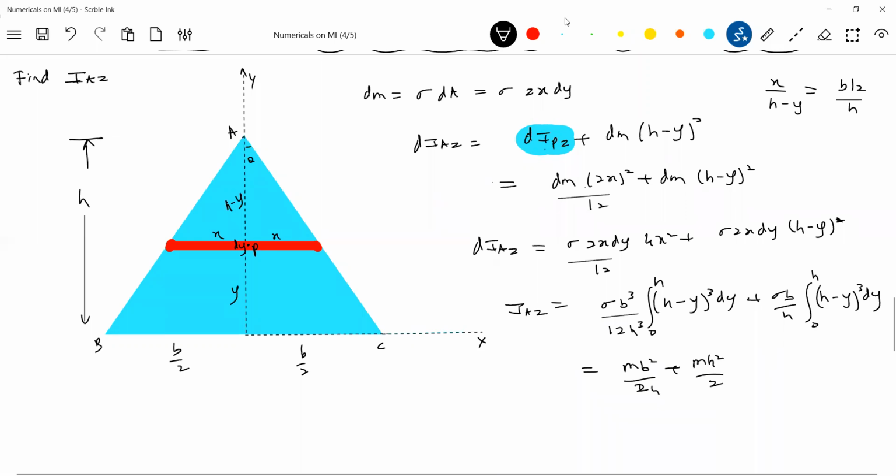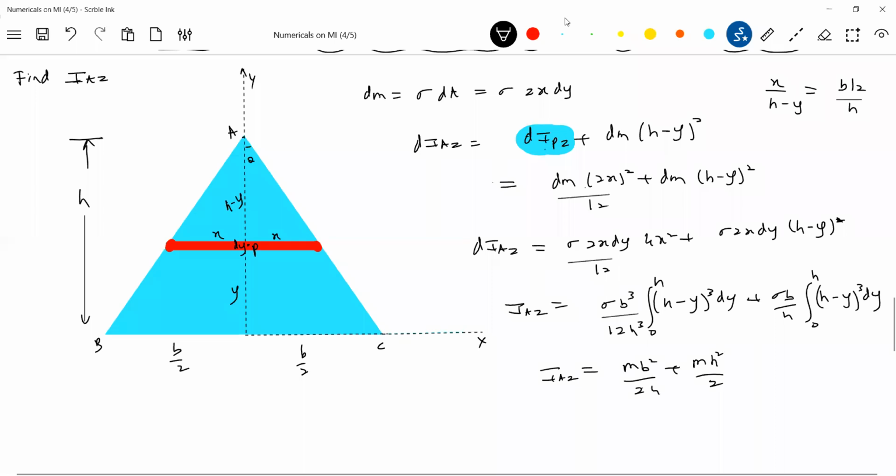plus mh square by 2. Do remember this. IAZ depends upon the height as well as the base of the triangle. Do check the calculation later on.